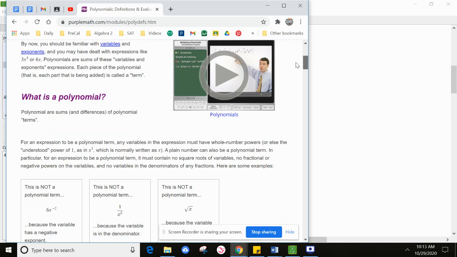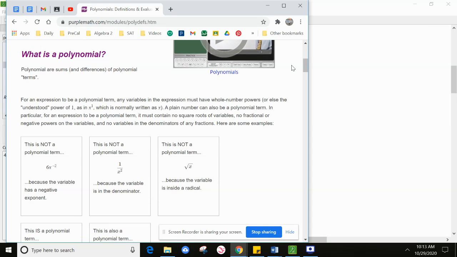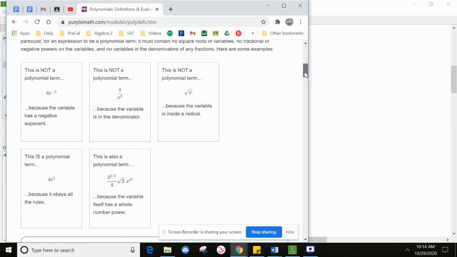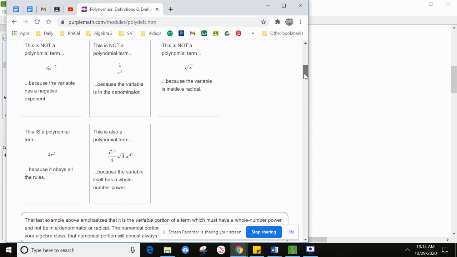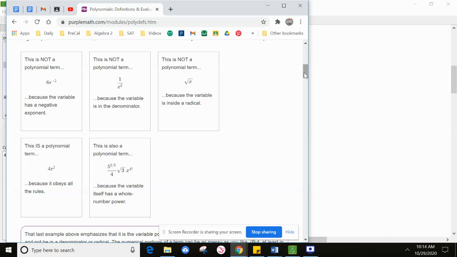Polynomial, as we've talked about, just means many terms, and they're just the sums or differences of terms. That's what polynomials are. Examples of things that are not polynomials, let's talk about that first: negative exponents, then variables in the denominator. That's also not a polynomial term. Another one would be the square root of a variable. Notice it says only a variable.